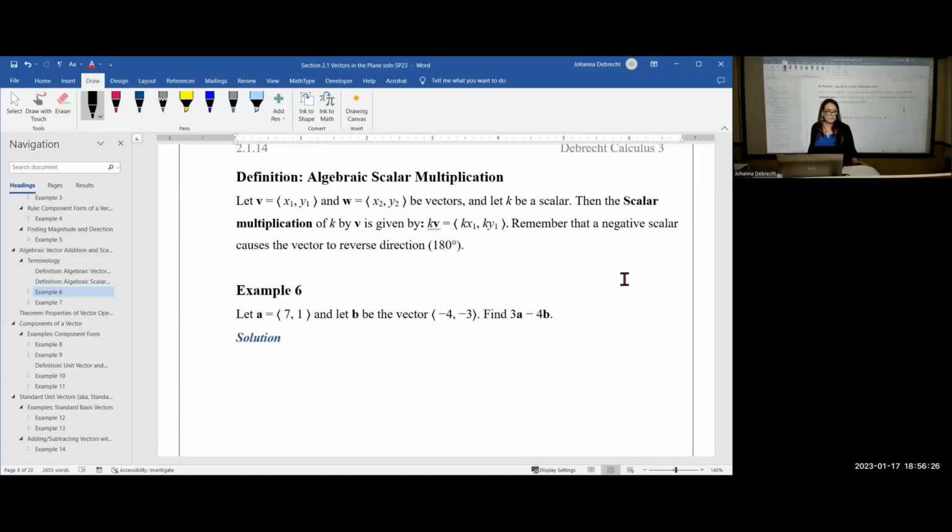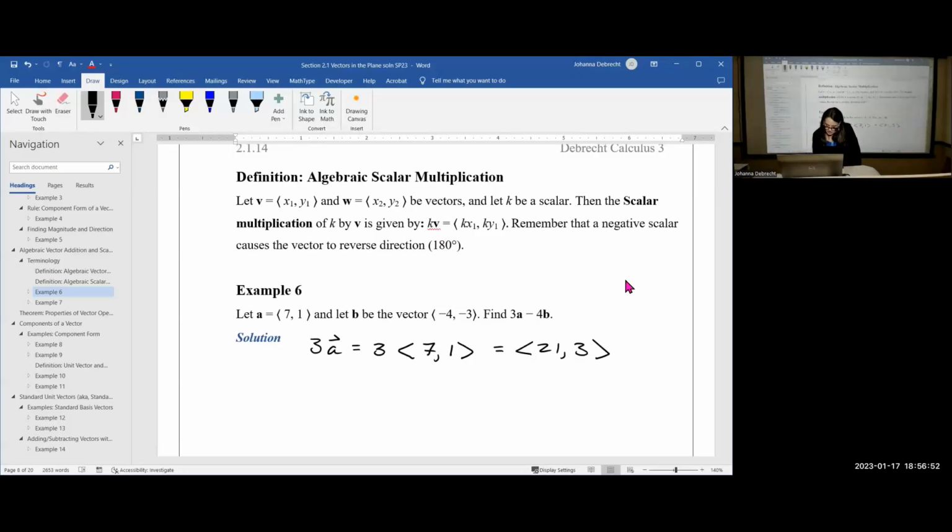All right, so if we're looking for 3a minus 4b, then we might want to find 3a first. So 3a is multiplying by a scalar. So we have 3 times vector a, which is <7, 1>. And that basically gives me <21, 3>, because I multiply 3 by 7 and 3 by 1. It just multiplies each component by the scalar.